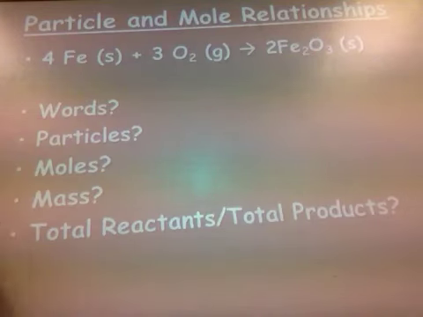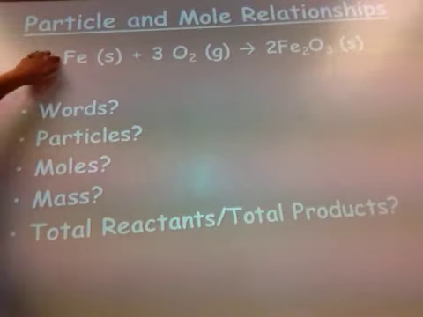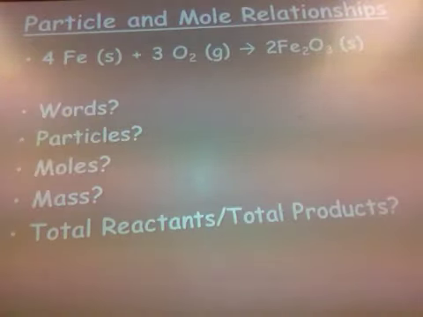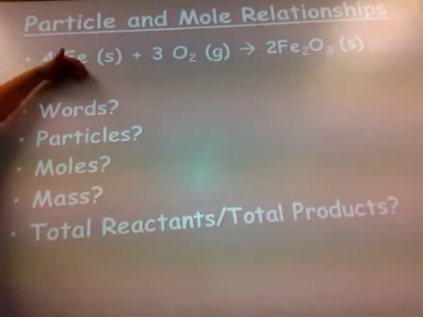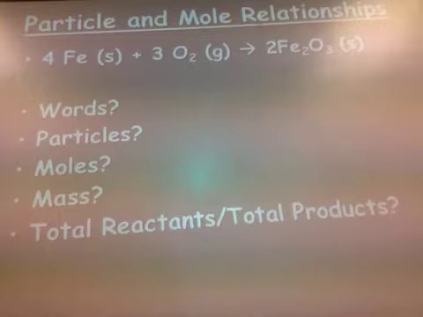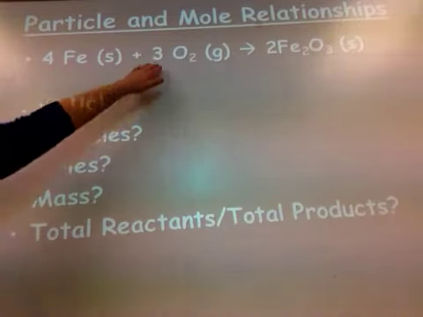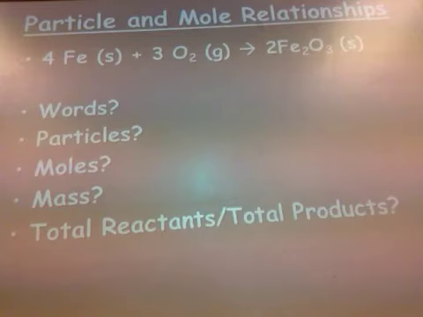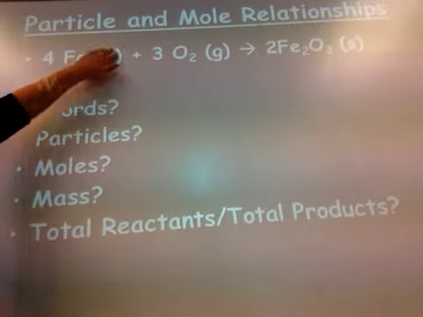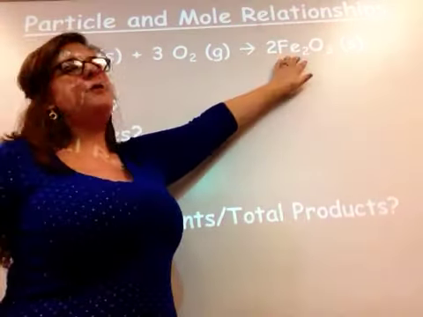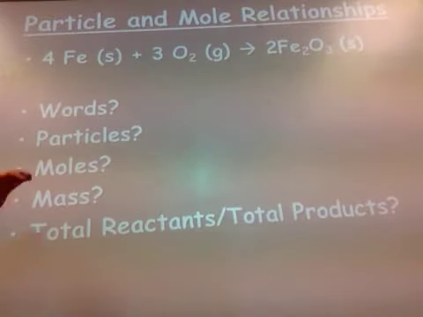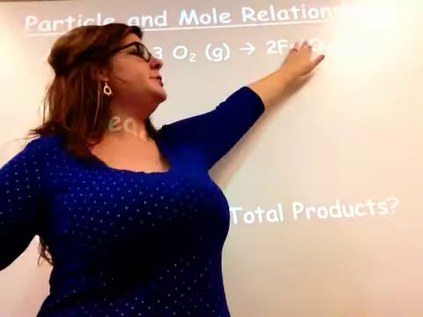Okay, lastly, total reactants and total products. I want to know what's the mass of all of the reactants together, and then what's the mass of your products together. So we found that iron, 4 iron atoms, has a mass of 224 grams. And we said that oxygen has a mass of 96 grams. So if I took 224 and added that to 96, we should get 320 grams. So on the reactant side, I have 320 grams. Well, I know that I had over here 320 grams. So I have 320 here, I have 320 grams here.